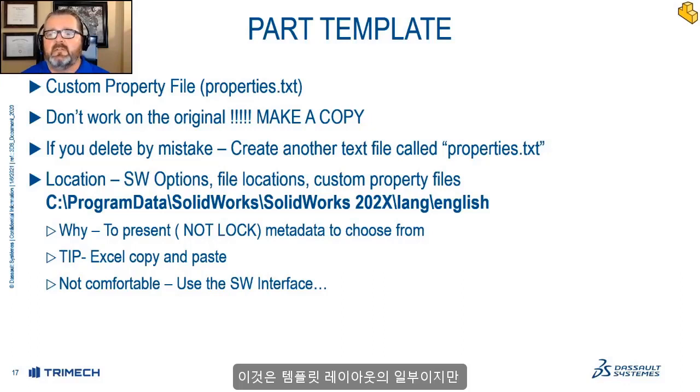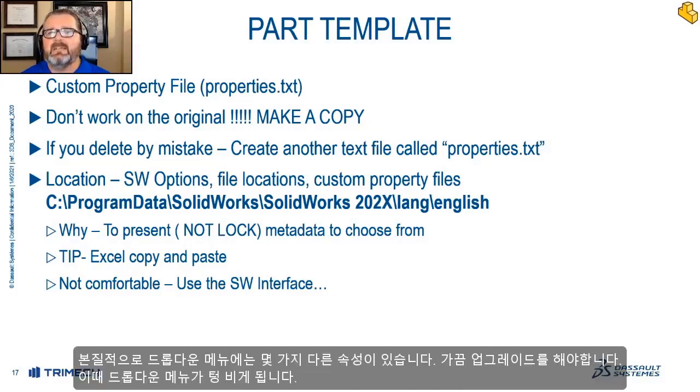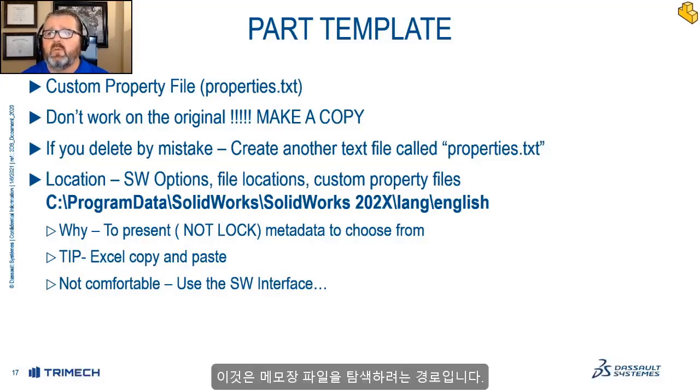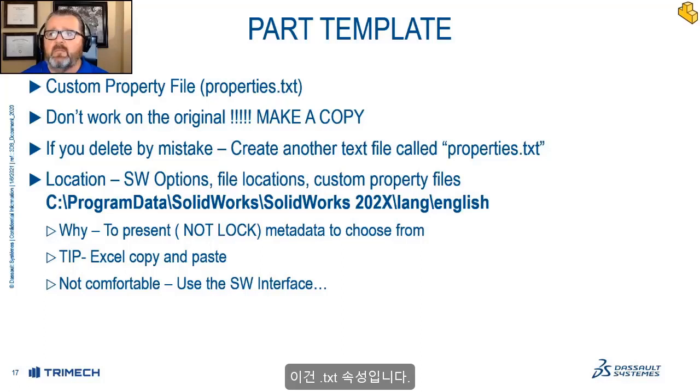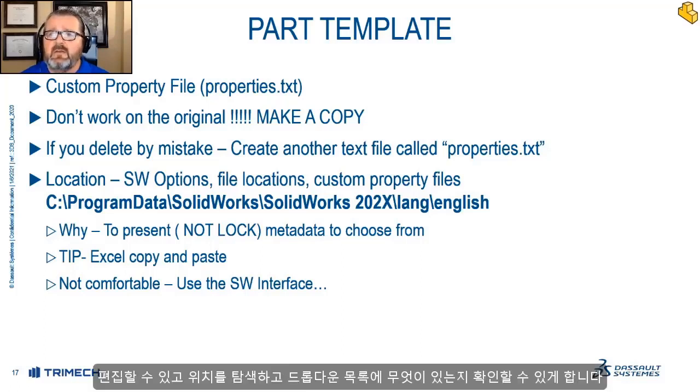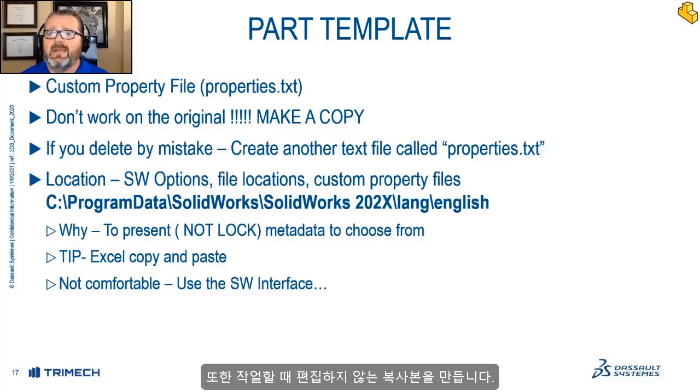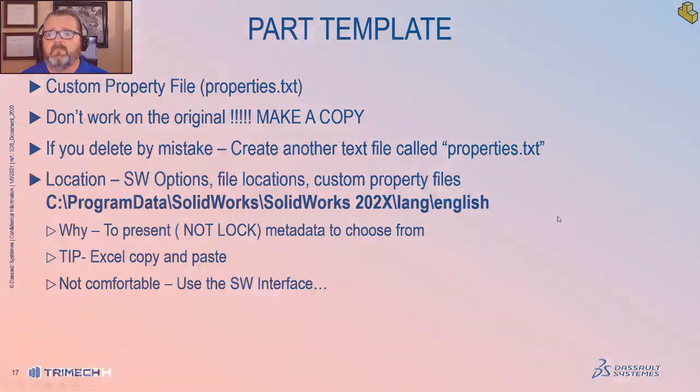This is part of the template layout, but in essence, there are a couple dozen different properties in the drop-down menu. Sometimes when you do an upgrade, this drop-down menu becomes blank. This is the path we'll want to explore. It's a Notepad file. It's a properties.txt, and you can edit that, and I encourage you to explore the location and see what's in that drop-down list. Also, make a copy of that. Don't edit the original when you're working through that.